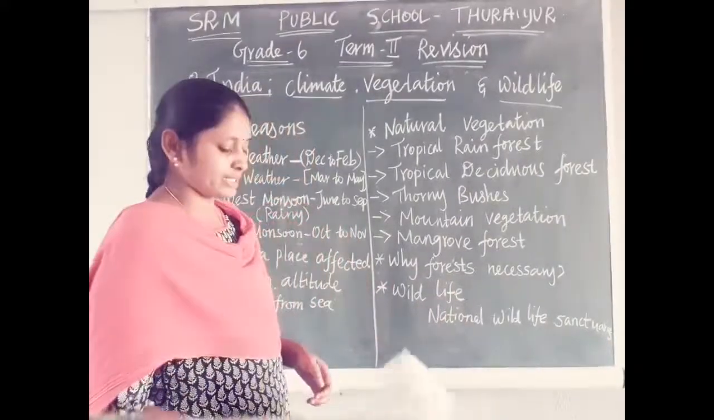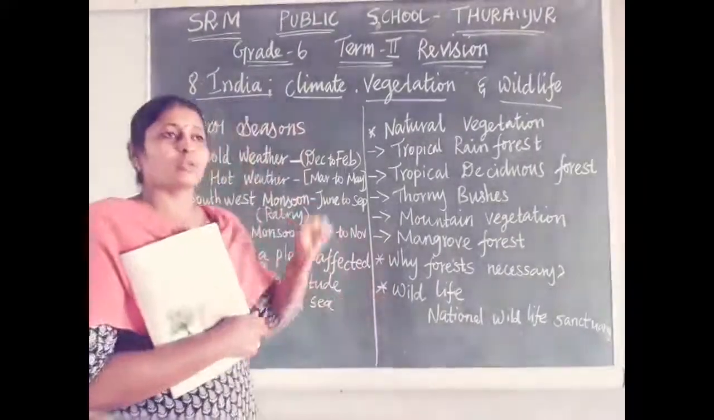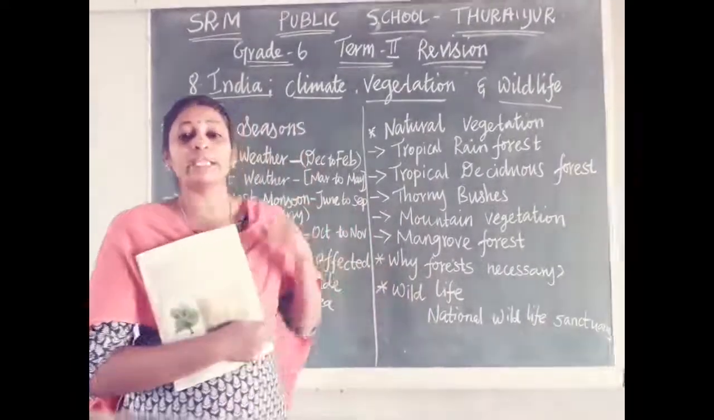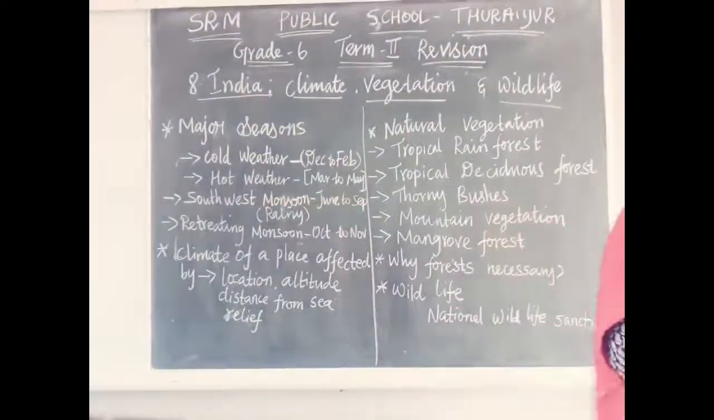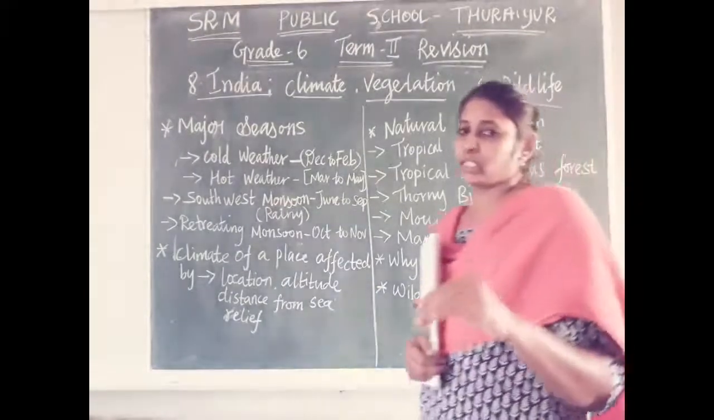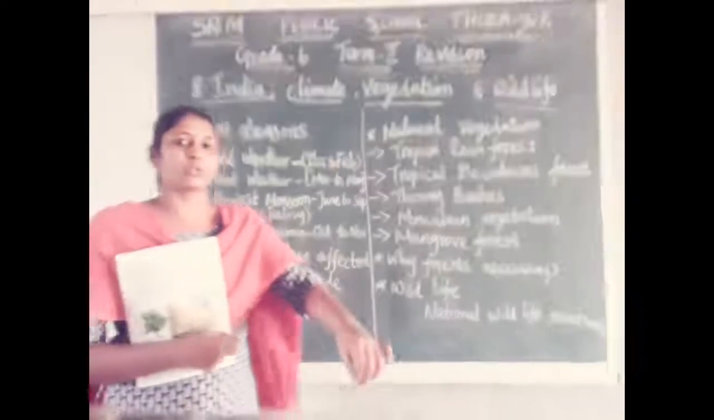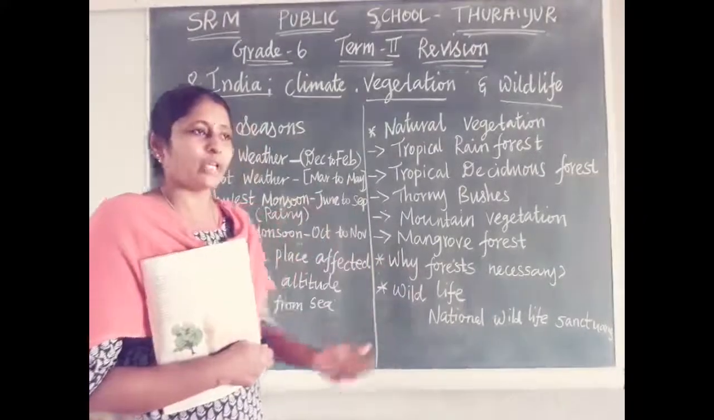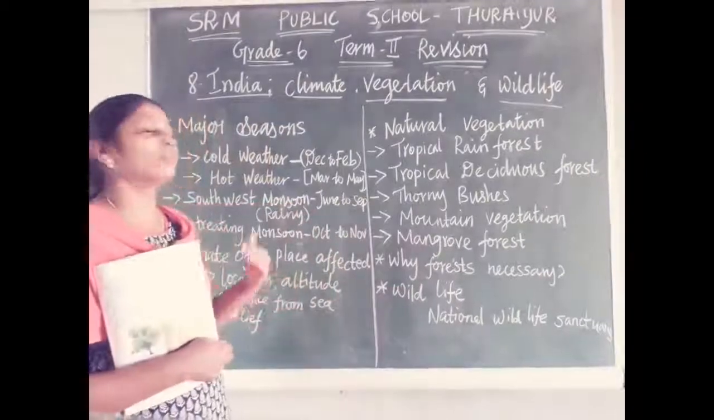Next we are going to discuss natural vegetation. Which plants grow without any help of human activities? Those plants are called natural vegetation. We do not sow seeds or pour water or do any other work. Without any human activity, the plant grows; that is called natural vegetation.